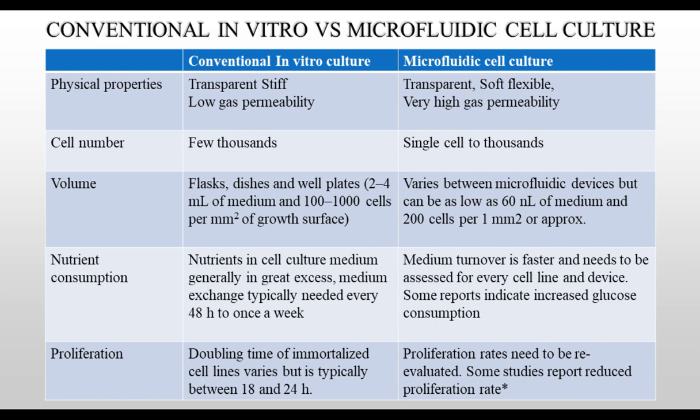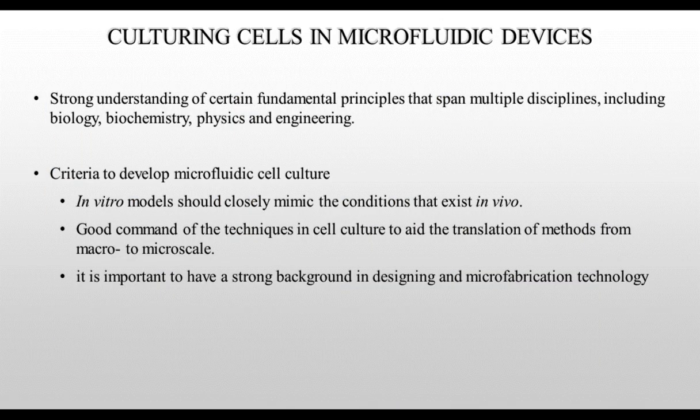Also, nutrients in traditional culture are in great excess and media needs to be changed every 48 hours, while in microfluidic systems, media turnover is faster and some reports indicate more glucose consumption. One peculiar thing about microfluidic cell culture is the proliferation rate. In conventional assays, the proliferation rate is typically between 18 to 24 hours, but in microfluidic systems, there have been reports showing slower as well as faster proliferation rates of the cells.